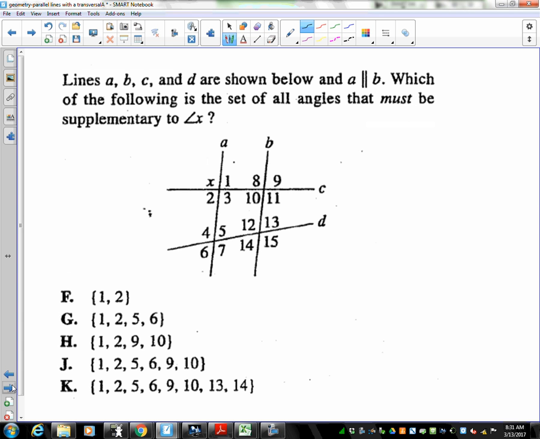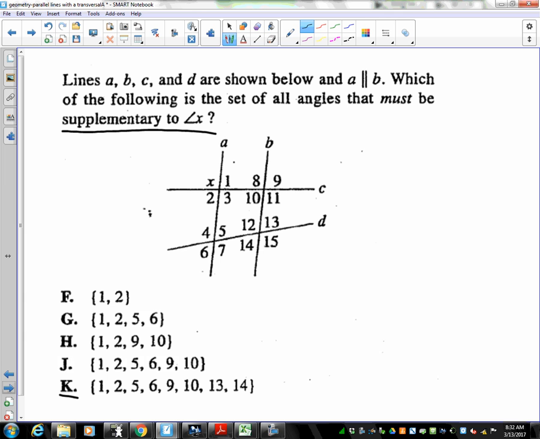Okay, on this one, it's kind of like the one a couple of problems ago, except this time, instead of finding angles that are congruent, we're finding angles that are supplementary to angle X. So that means those that would have a sum of 180. Now, what I'm going to do is start with K and work my way up, because they're probably going to have a lot of angles that are supplementary. So let's just rule out the choices that have the most first.